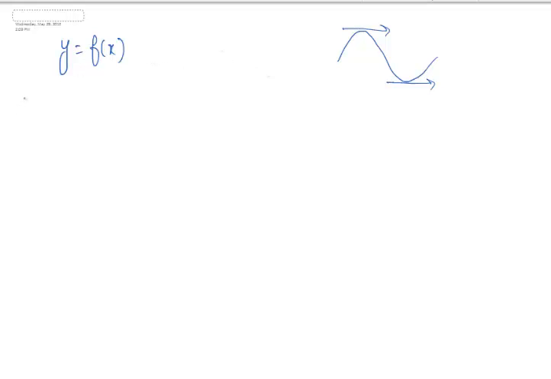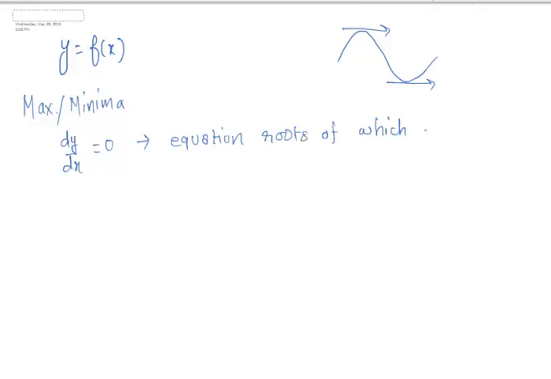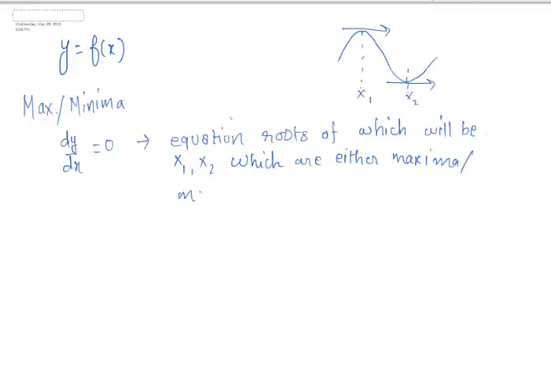So we can write a mathematical condition here that maxima or minima will have dy by dx equal to 0, which is an equation, and roots of which will be all those points x1, x2 and so on, which are either maxima or minima points.